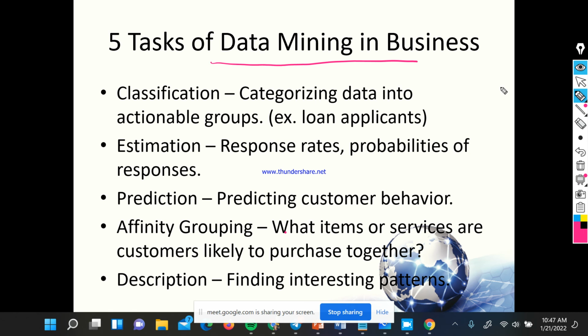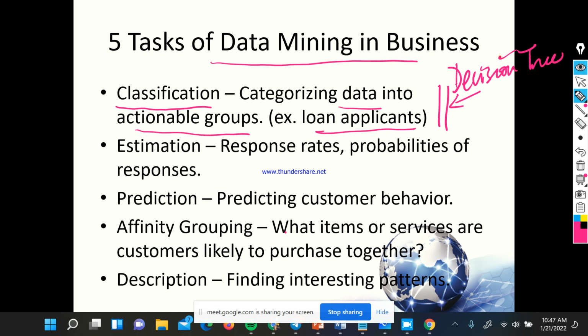Let's talk about these 5 tasks. The first task that you see is classification. Very common data mining task, categorizing data into actionable classes. For example, loan applicants may be defaulter or not defaulter. Classification is a very important area of data mining, and there are well-known algorithms like decision tree and so on. There are many algorithms which work for classification.